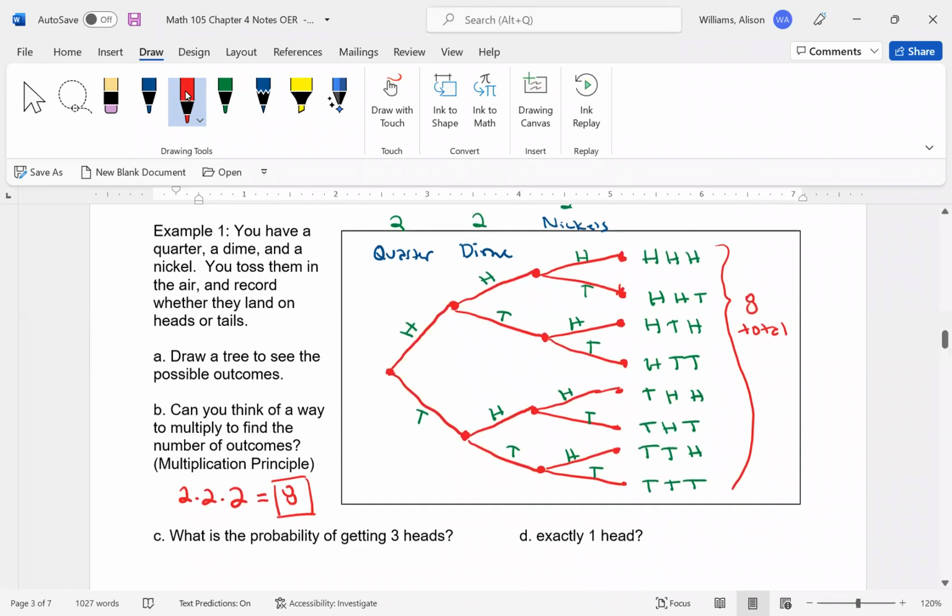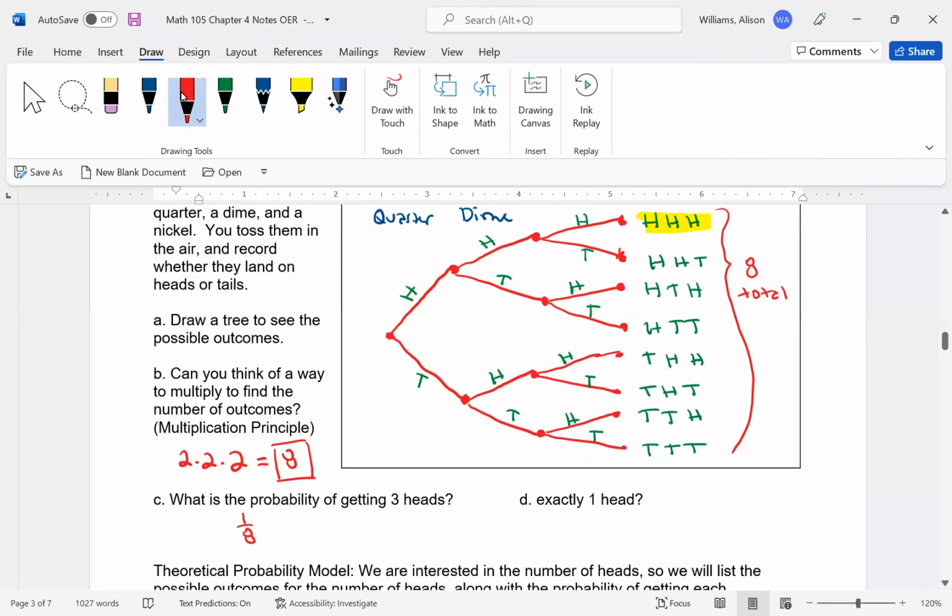All right, but now with this information, we can start asking more detailed questions, like what's the probability of getting 3 heads? Well, there's only one way of that happening out of the 8 possibilities, and that's the top one, right? This is the only way I'm going to get heads 3 times. So that's 1 out of 8. And you could leave it as a fraction, nothing wrong with that, unless they ask you to do a decimal.